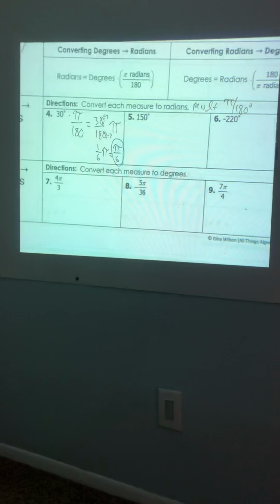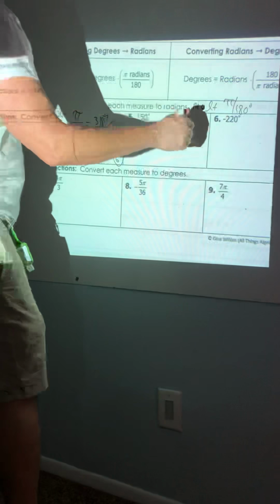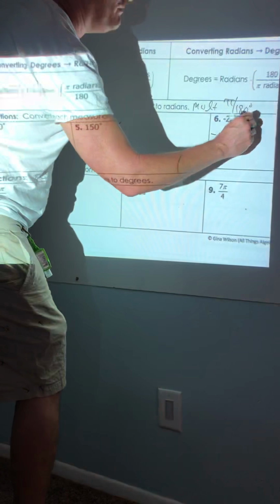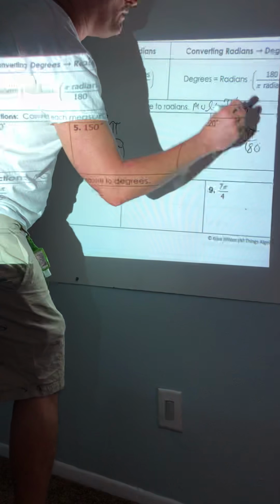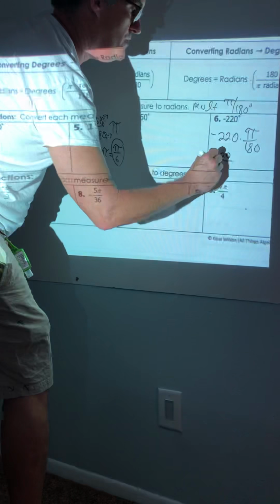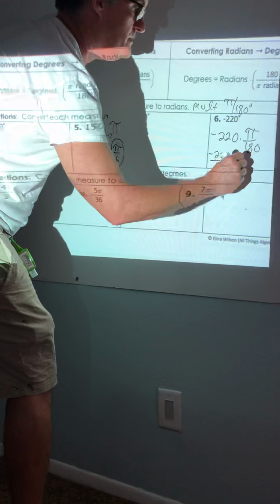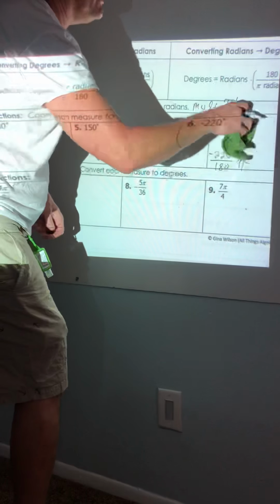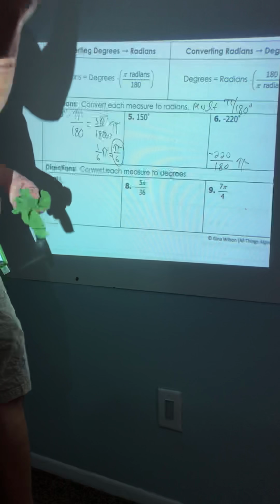I'll leave number 5 for you, but number 6, I want to make sure if it's negative, it is nothing different. You're still going to multiply by pi over 180. So go negative 220 times pi over 180. I would immediately write this as negative 220 over 180 and put the pi in the back. Okay, I'm just going to erase this to make it look neater.